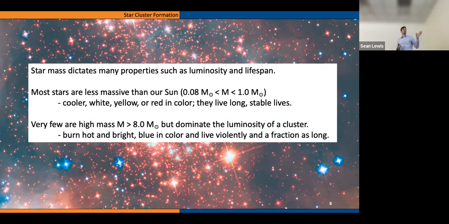On the other hand, there's very few high mass stars or very massive stars. Although they're few in number, they dominate the luminosity of a single cluster. So just a handful of stars can contribute a majority of the radiation coming from a single cluster. They burn much hotter, they're brighter, they are blue in color, and they live much more violently in terms of their interaction with the environment from which they form, and just a fraction as long as lower mass stars. So very massive stars live only a few million years. Low mass stars live for billions of years.